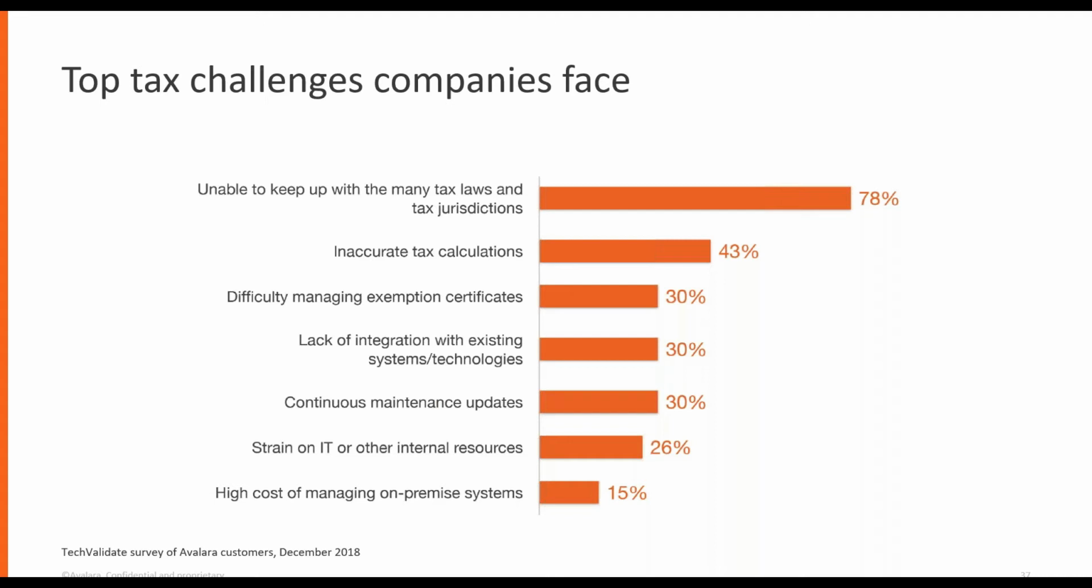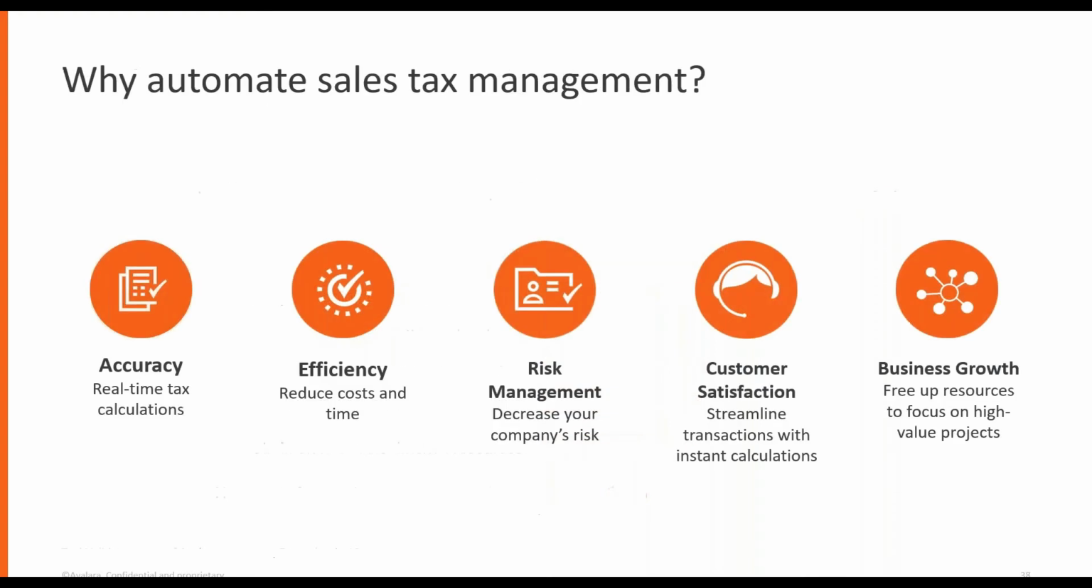And then the integrations and the continuous maintenance updates. When you're doing things on a more manual basis, you're relying on other groups within your organization to get the information updated. Is IT busy working on something else and they don't prioritize the zip code tax rate changes that you need uploaded in order to have proper calculations? So, things to think about that other clients have already thought about when they started looking at automation.